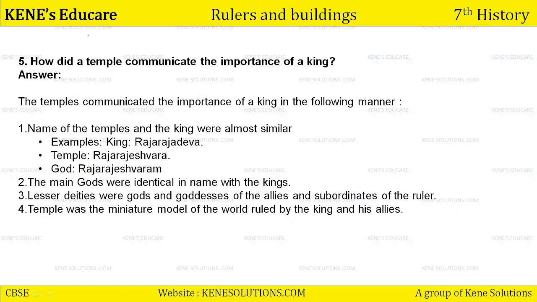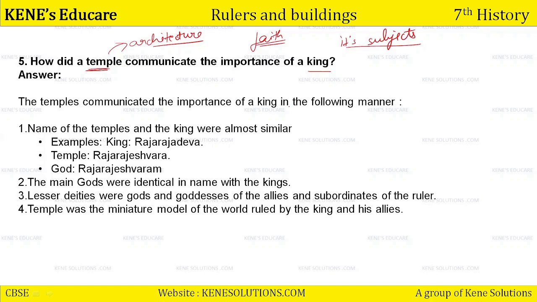Okay, question number 5. How did a temple communicate the importance of a king? How did temple can say that how much a king is important or not? As you know, temple was the most important form of architecture being built by king in all the centuries, be it ancient history, medieval history. Temple played a great role, especially if the king is a Hindu king, right? Because that symbolizes the faith of the Raja. That symbolizes the common point between king and its people, or you can say its subjects, right?